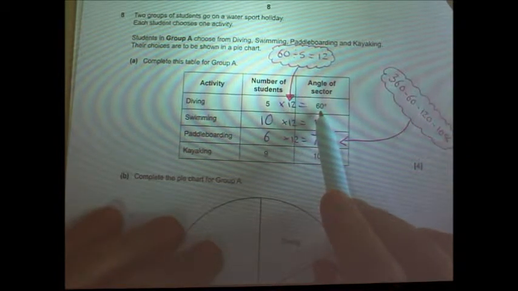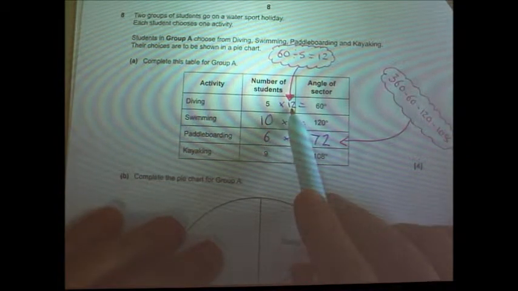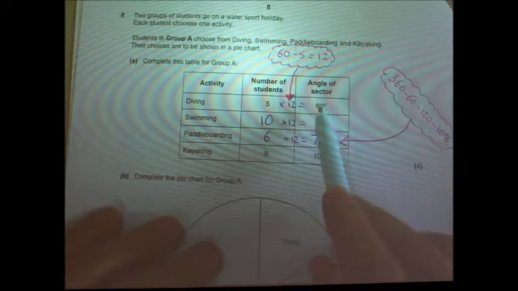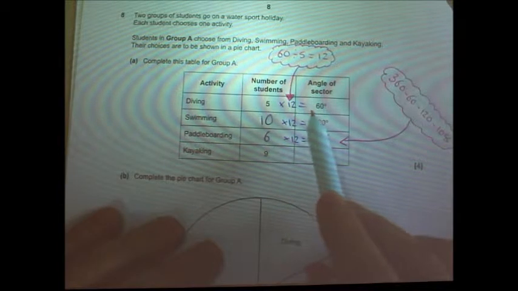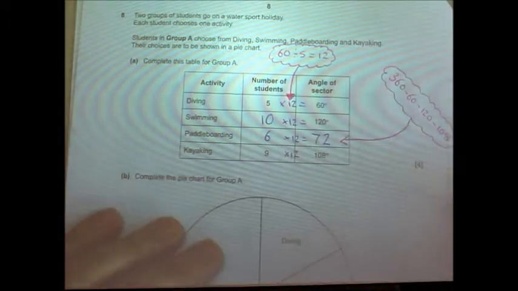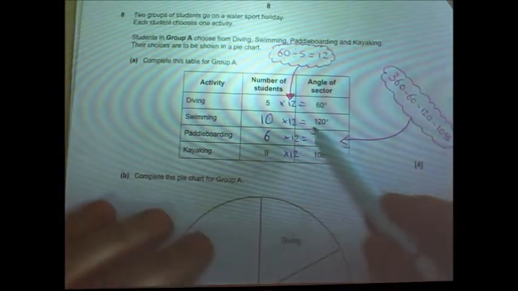So you need to work out how many degrees each one person is. Well, if 5 people are 60 degrees, then one person is going to be 12 degrees, because you do 60 divided by 5, which gives you 12. So that means in all of these, you're going to be timesing them by 12. I could even show that for the last one that I didn't show it for. There. So I've put my times 12s in.